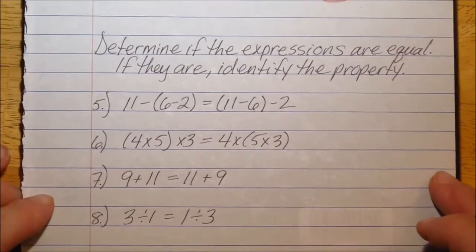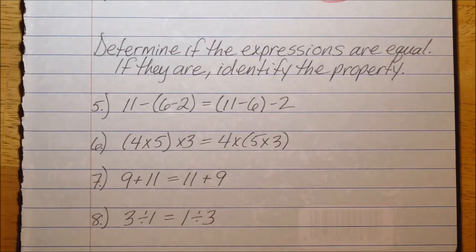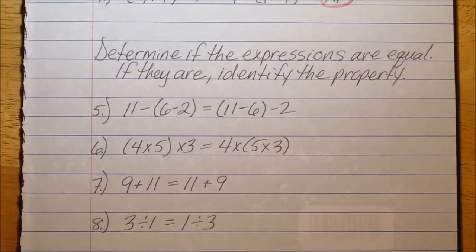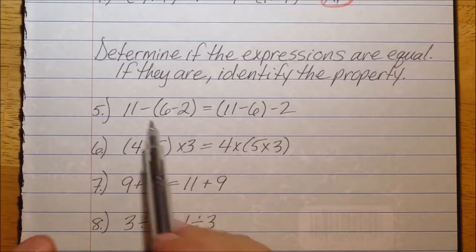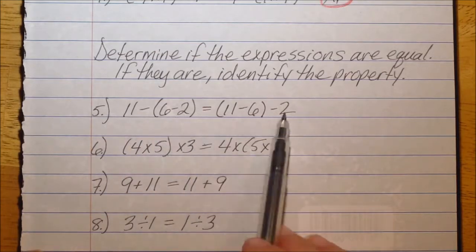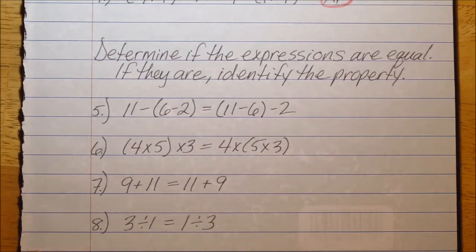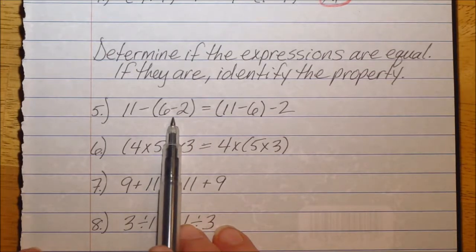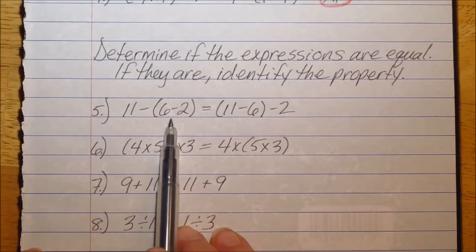Okay, here we go, down here. Now, we're trying to determine if the expressions are equal, and if they are, to identify the property. Here's what I need to look at. First of all, right off the bat, I know the associative and the commutative property cannot apply to subtraction. I cannot change the grouping in subtraction and get the same answer. So let's think about it. Grouping says I have to do this first. 6 minus 2 is 4.